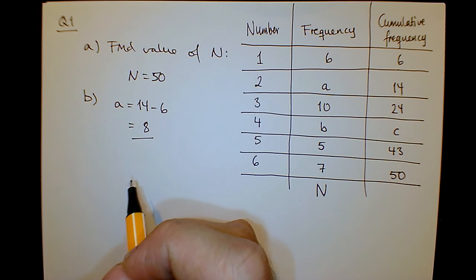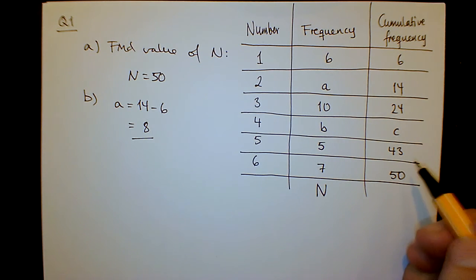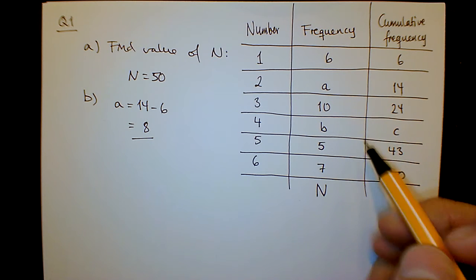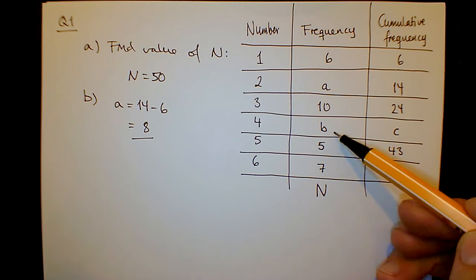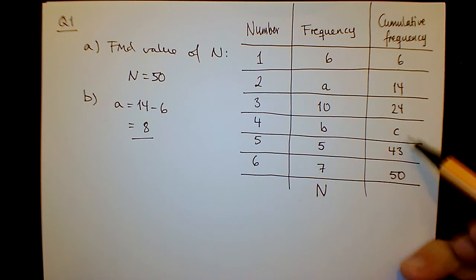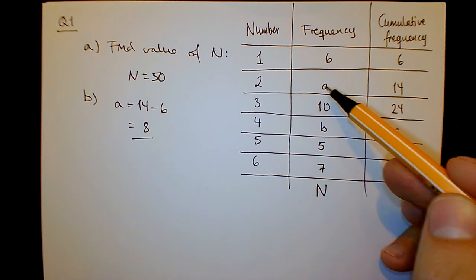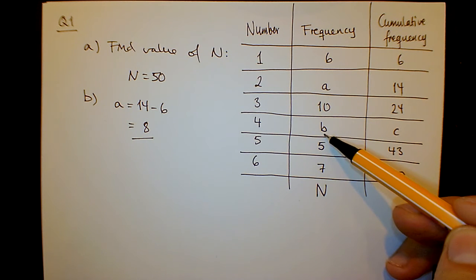So in order to find C and B, the easiest way of doing this is actually, because the trouble is, I don't know B, and I have no way of checking it because I no longer have the cumulative frequency, which I did for A. So therefore I can't really find B.